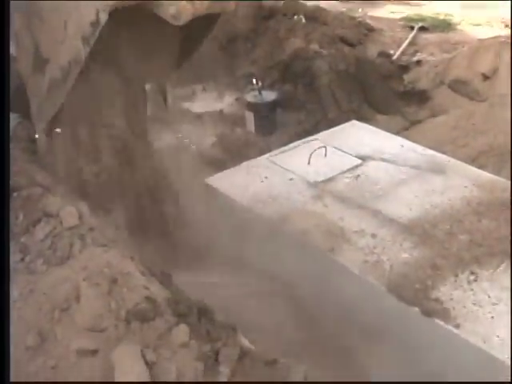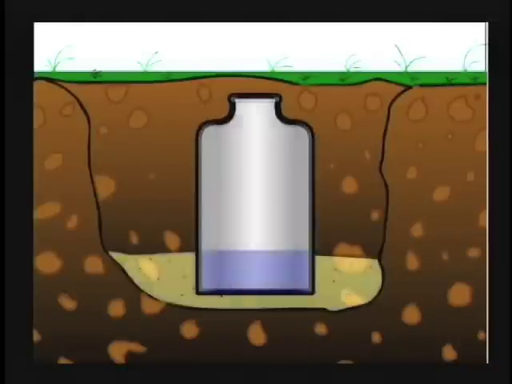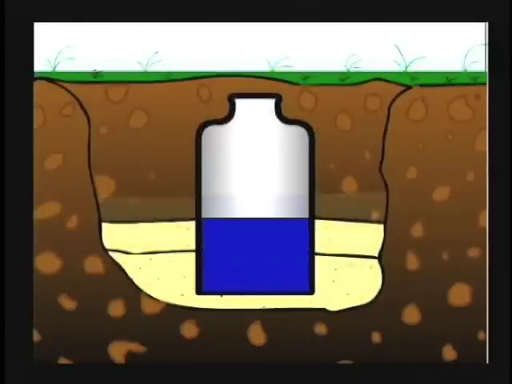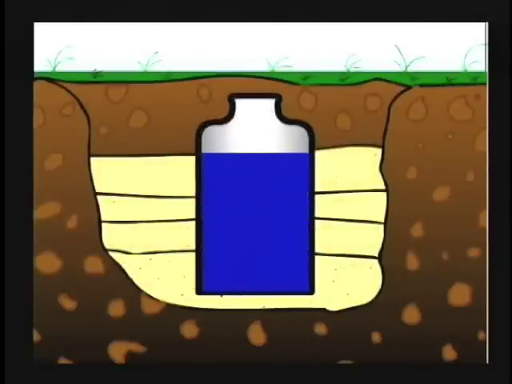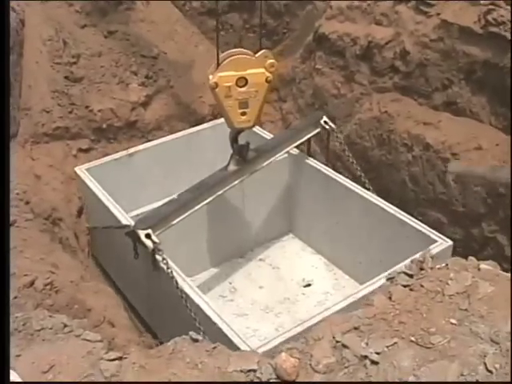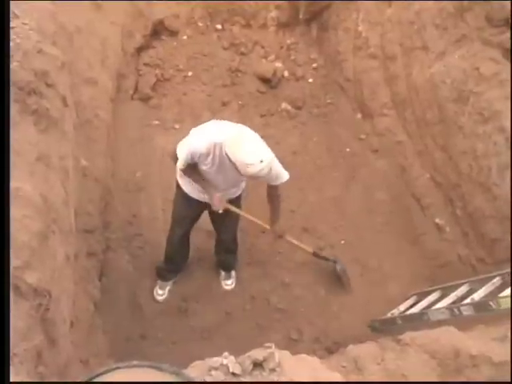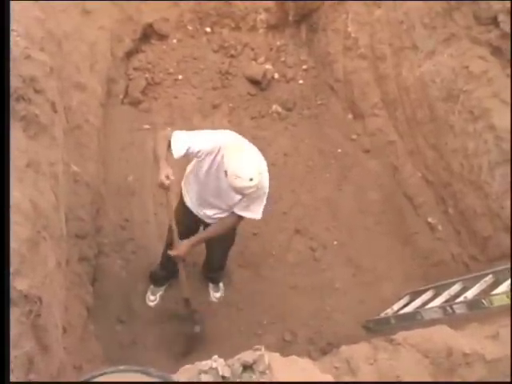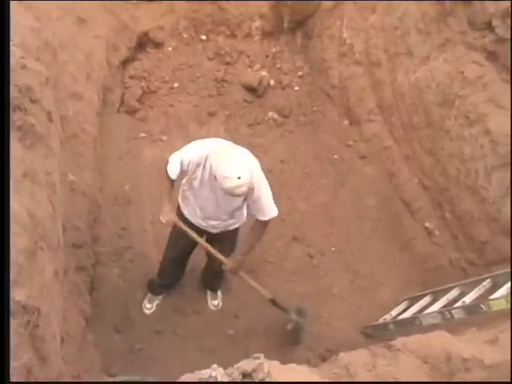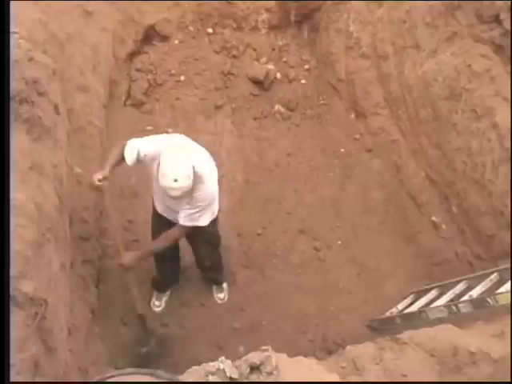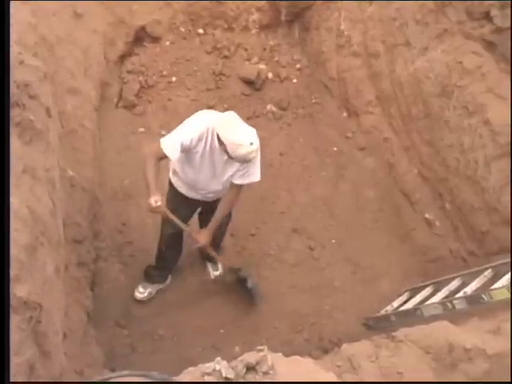If your tank is plastic instead of reinforced concrete, the excavation and leveling steps are the same as for those for the concrete tank. The difference is in placing and backfilling the tank. When using a plastic tank, many manufacturers suggest that a 6-inch bed of clean sand be placed in the bottom of the hole and leveled prior to placing the tank in the hole.